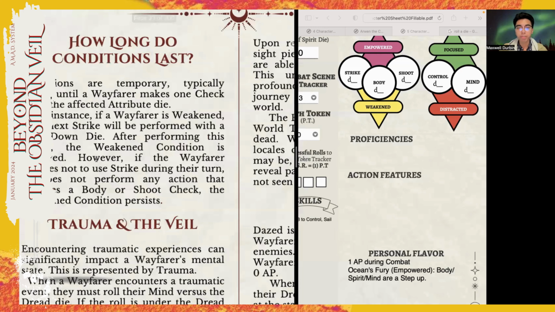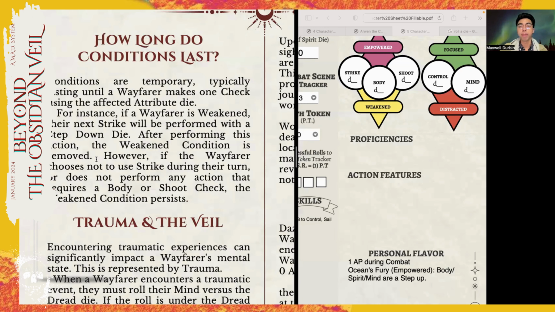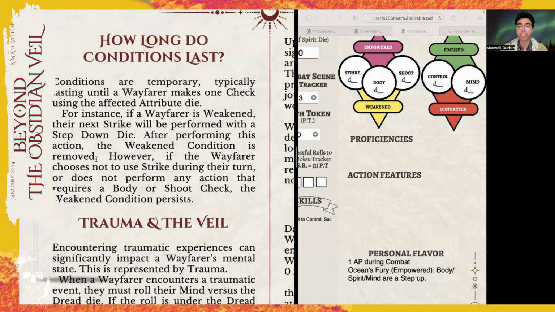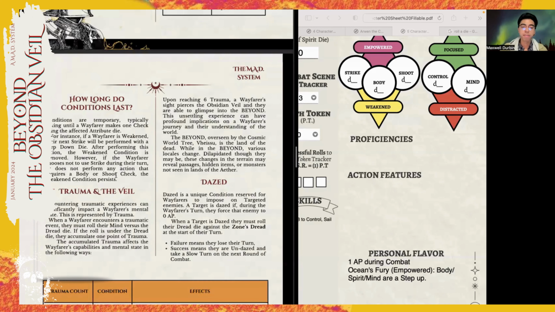Conditions are temporary, typically lasting until a Wayfarer makes one check using the affected attribute. For instance, if a Wayfarer is weakened, their next strike will be performed with a step down die. After performing this action, the weakened condition is removed. However, if the Wayfarer does not use the strike during their turn or does not perform any action that requires a body or shoot check, the weakened condition persists.